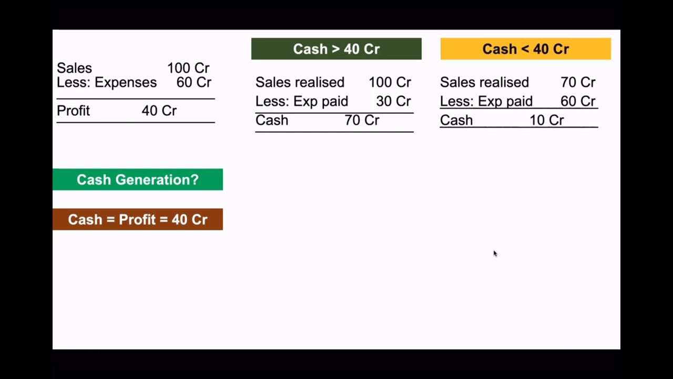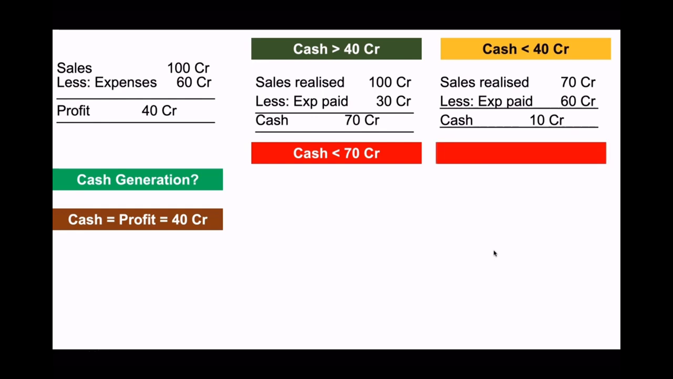And this can also undergo a change. This cash of 70 crore can come below 70 crore. It can even come below 40 crore. And this cash of 10 crore can go above 10 crore. It can even go above 40 crore.